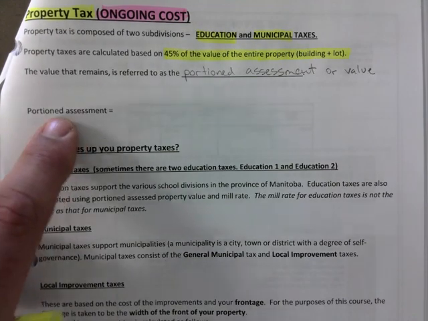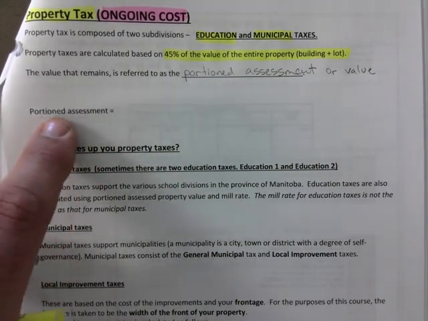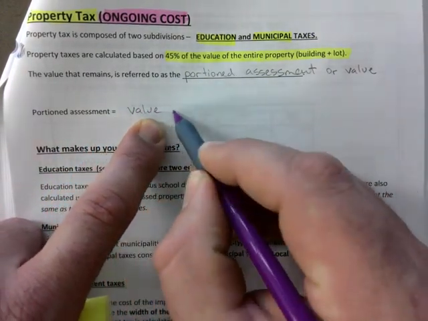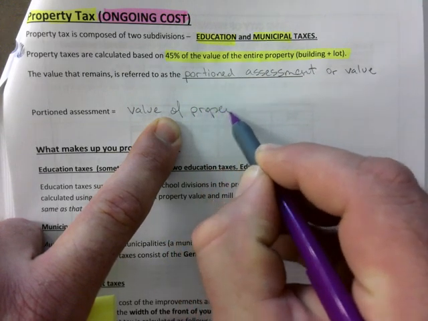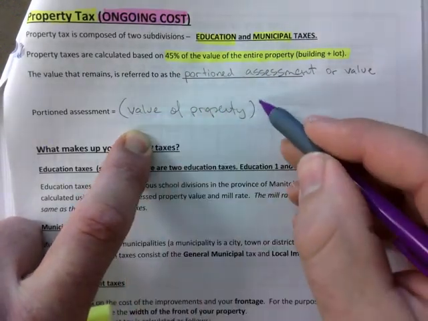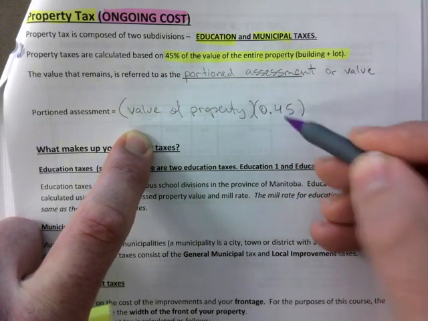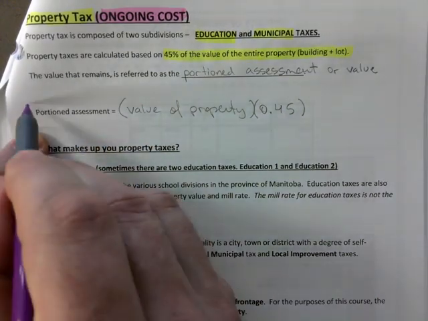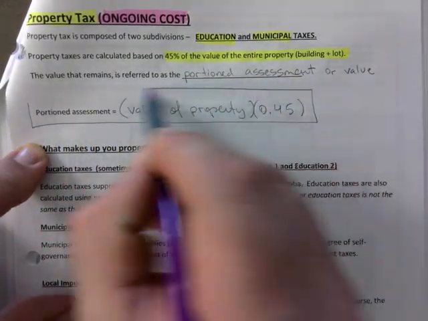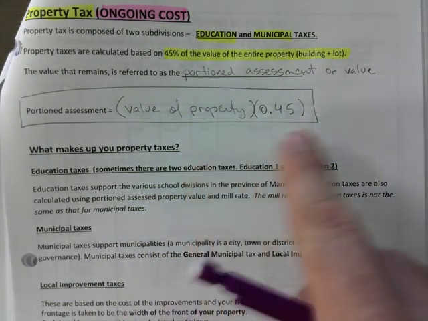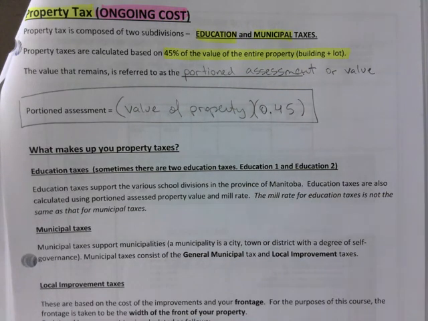So portioned assessment, this is important. Either they will just tell you what it is, but if not, you just take the value of property times 0.45, and that is the 45%, right? So that is important to note. Sometimes this is just given, so don't do this if the question says the portioned assessment is this, in dollar amount. Don't be getting 45% of that.